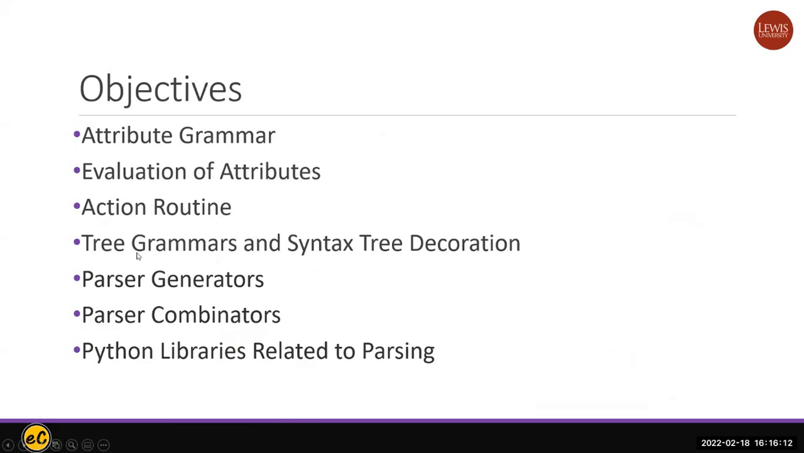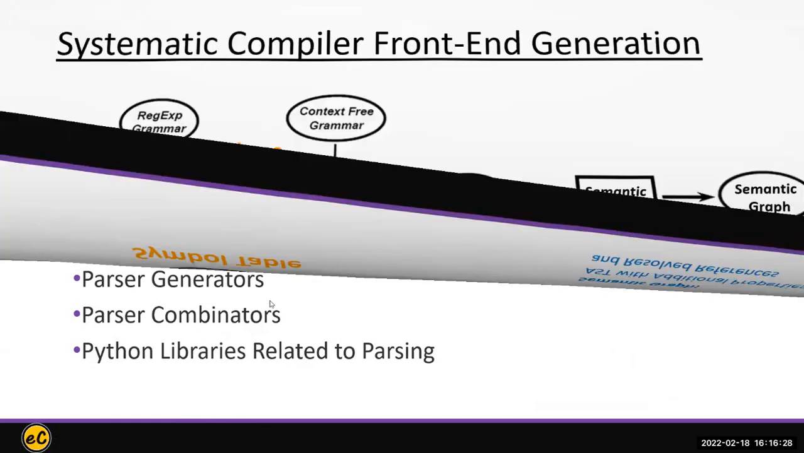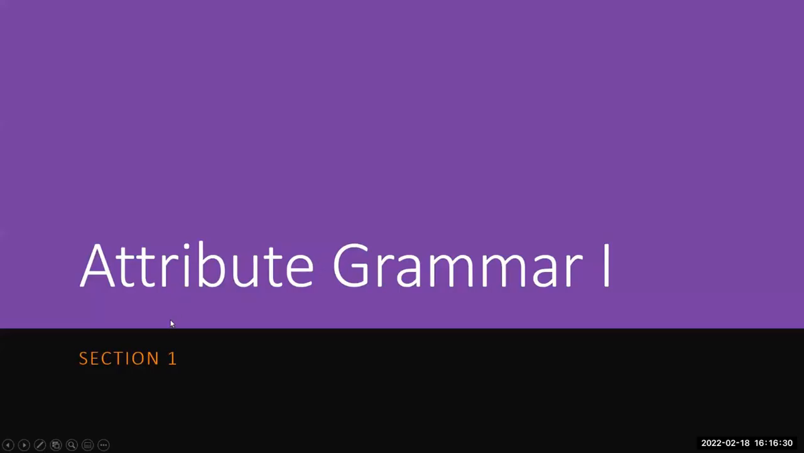And we'll talk about the tree grammar and the syntax tree declaration, and how to generate the parser using the recursive descent method. So let's get started with section 1, attribute grammars.